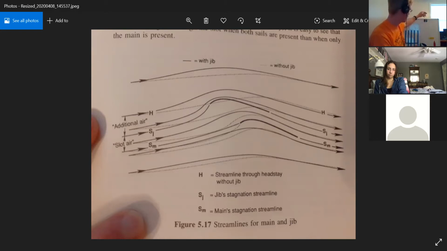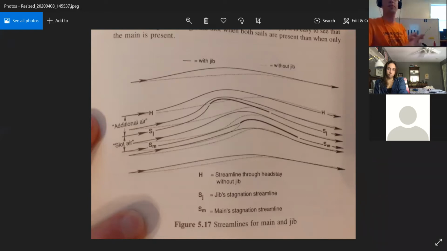Maybe that hopefully doesn't get too confusing, switching back and forth between the wind direction in his picture and ours. But we're used to wind coming down from the top, so that's how we'll keep drawing things. So here's our jib, here's our main. So here's what's going on.